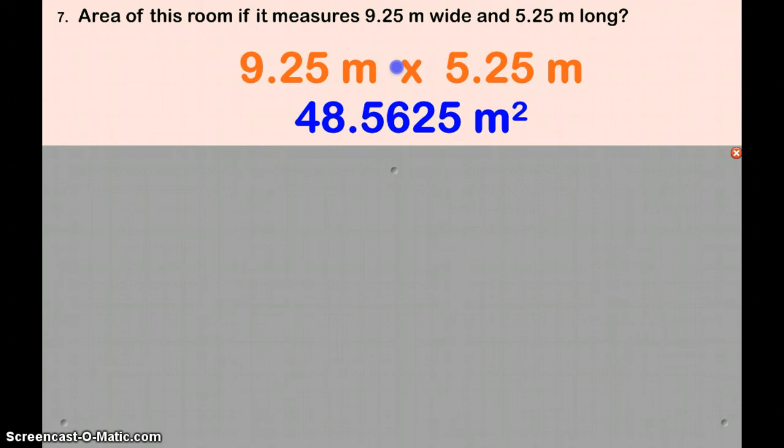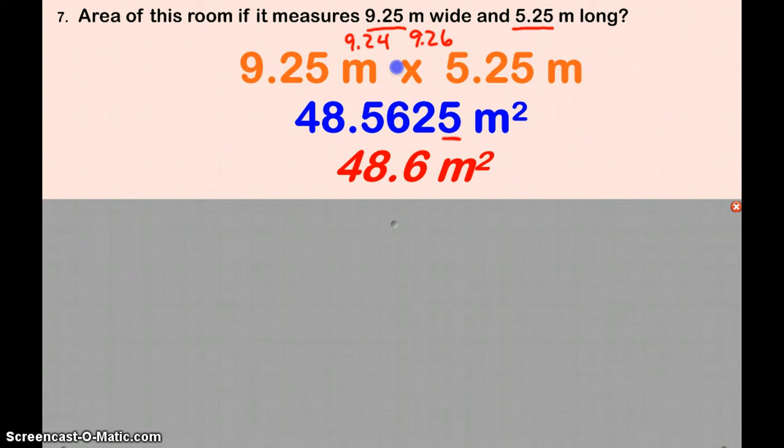Well, in math class, 9.25 times 5.25 is indeed 48.5625. However, in science class, we have to look at these measurements. This 9.25 meters means it's somewhere between 9.24 and 9.26. There's error in that hundredth position. So it's really not right to give our answer all the way down to the 10,000ths position of a square meter. And so in science class, our correct answer is 48.6 meters squared. So let's see how and why that is happening.